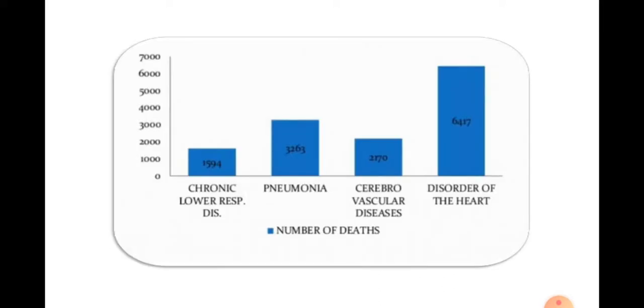Next, this is the number of deaths. Again, this is chronic lower respiratory disease, pneumonia. So some other problems are there. So this is about the simple bar diagram.